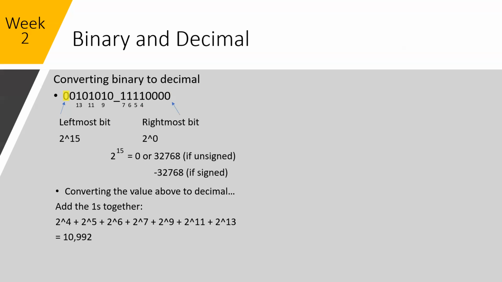So for that example, we're adding the 4th, 5th, 6th, 7th, 9th, 11th, and 13th bit together. So this value is 10,992. Any questions before I show you how to cheat and never have to do this by hand?